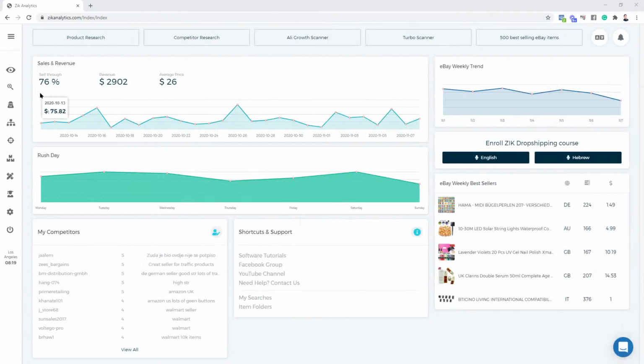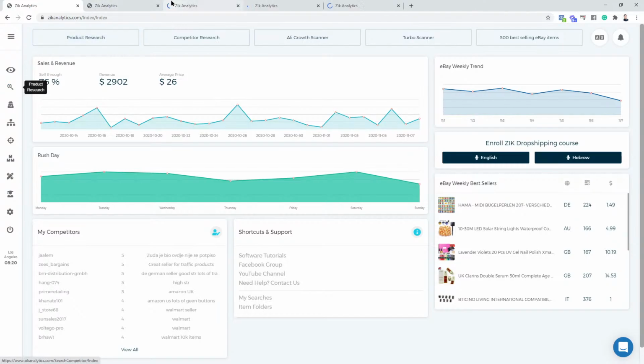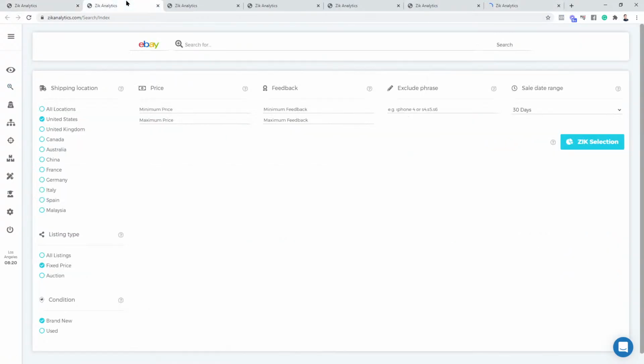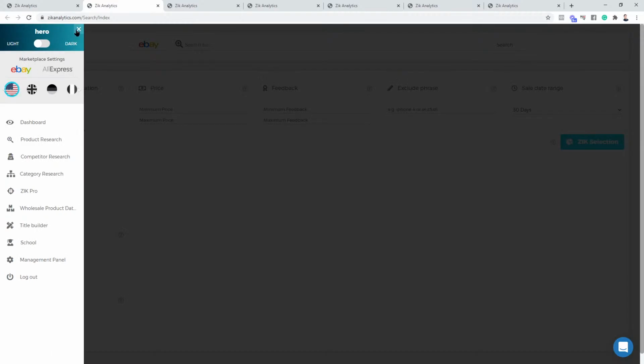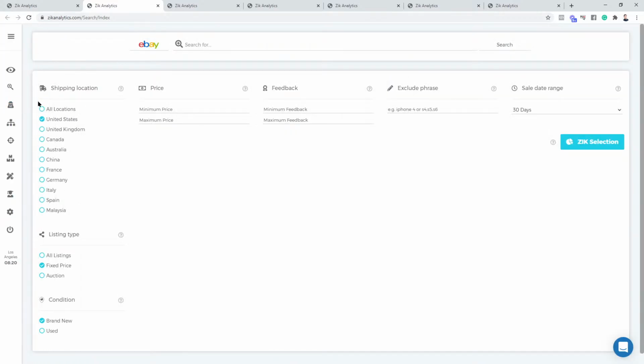Let's move on to the product research. I'm gonna open the product research right now, and even a couple of times, because we're gonna test here 6 keywords, and we're gonna start. For this training, we're gonna do the research on the United States, but you can do it in any marketplace you work. It doesn't matter. You have the filter here. You can use all locations. You can use China if you dropship from United States. You can use UK. It doesn't matter.